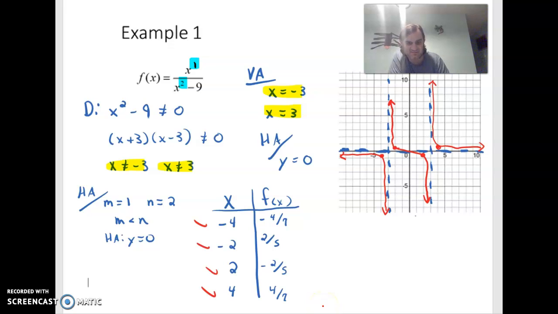But here we are. We've completed this example. Very quick, really, in getting these vertical and horizontal asymptotes. Everything else is really just a judgment call on calculating. And if you want better graphs, you just have to calculate more points.